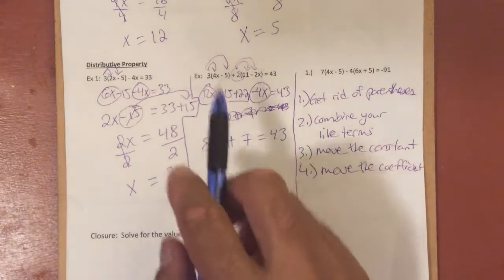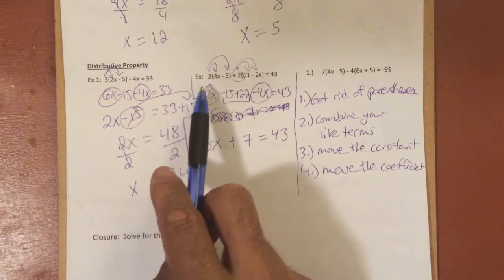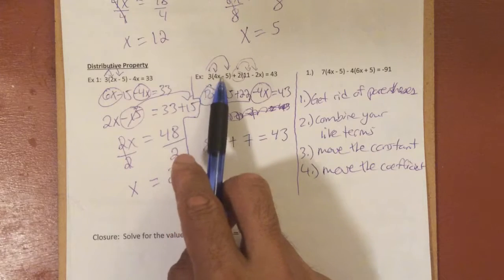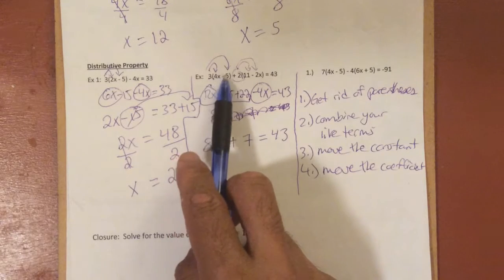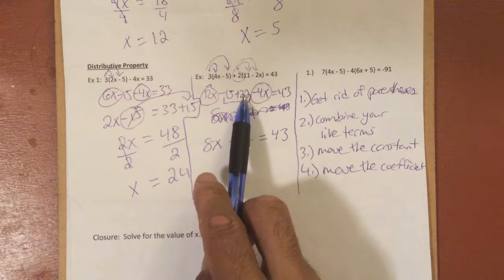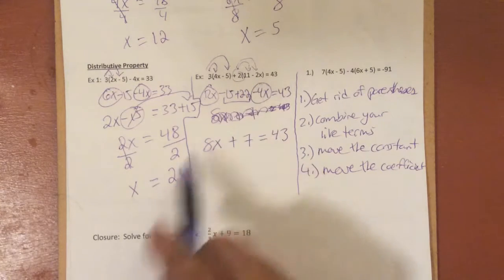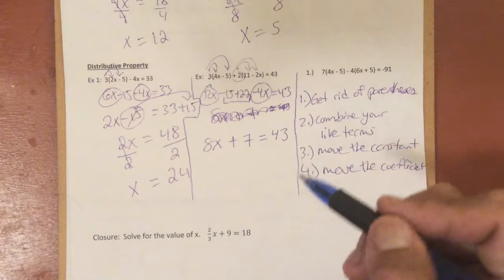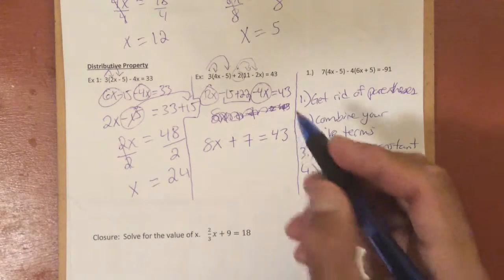So I'm going to go back and make sure that I did multiply correctly, just to double check. 3 times 4x is 12x. 3 times negative 5 is negative 15. 2 times 11 is 22. 2 times negative 2x is negative 4x. It seems correct. I guess we are going to have a weird answer for this problem.